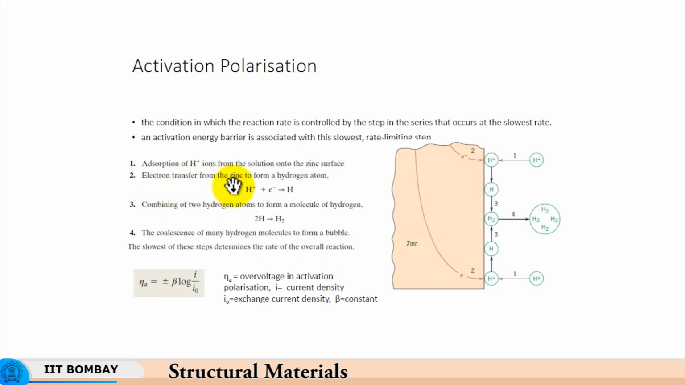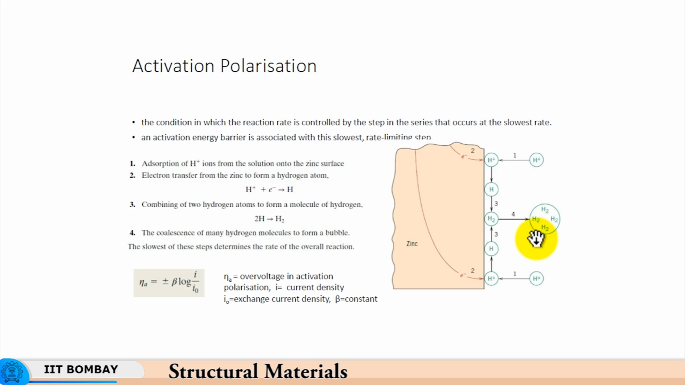Then electron transfer from zinc to form a hydrogen atom. So, you have a hydrogen ion getting adsorbed and an electron coming over here to form a hydrogen atom. So, now hydrogen is reduced to H by virtue of an electron joining the H plus ion, and then two hydrogen atoms combine to form diatomic hydrogen gas which gets liberated, and many hydrogen molecules, that is diatomic molecules, will combine together to form a bubble something like this.